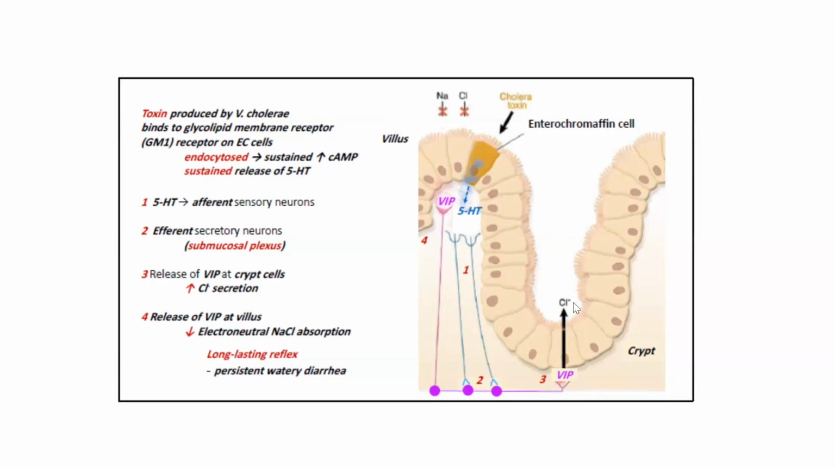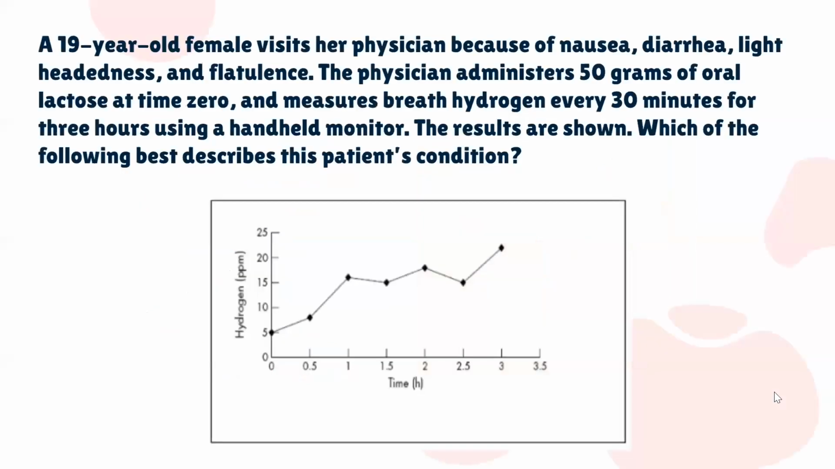Other than an increased chloride secretion, we also have a decreased sodium chloride absorption. So both of these actually facilitate the etiology of watery diarrhea. This is why the patient will have really, really persistent diarrhea.